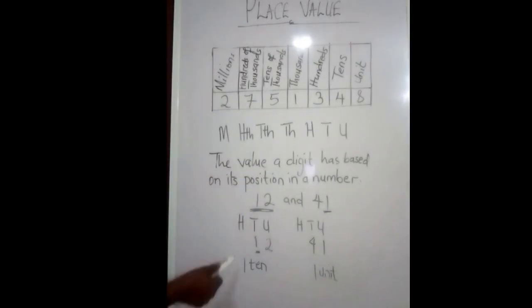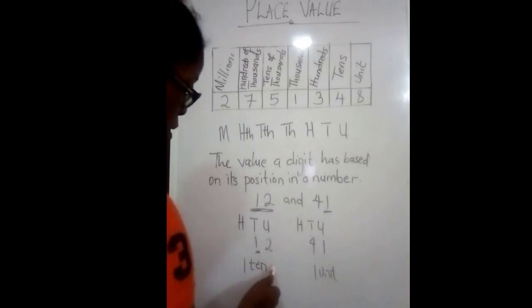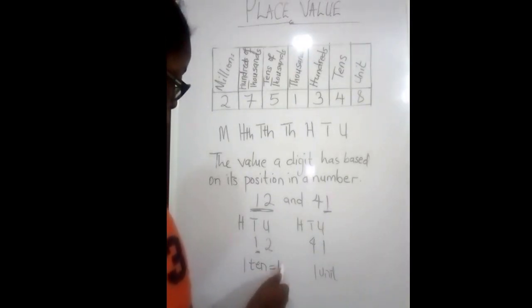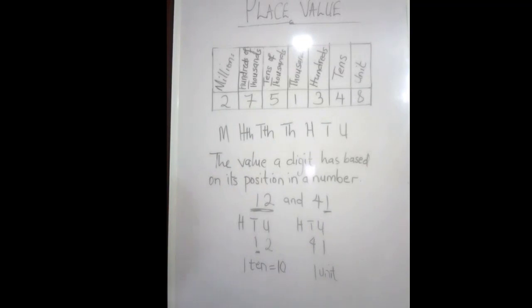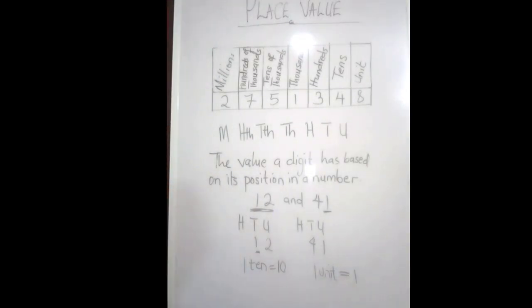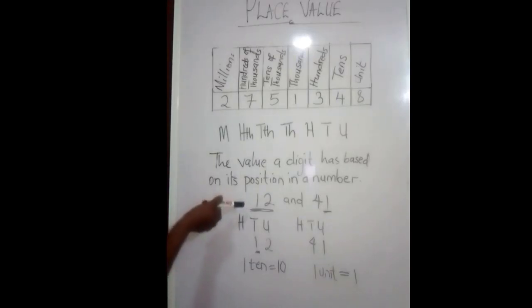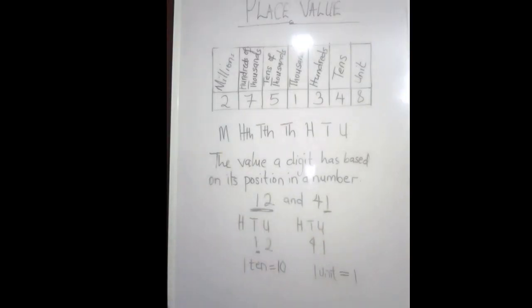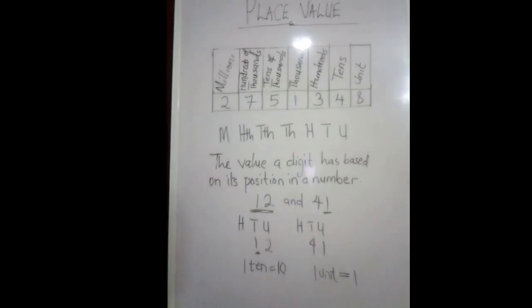And in representing this number 10, it goes as 10, and 1 unit goes as simply 1. So now we see why the 1 in this number 12 does not have the same value as the 1 in the number 41.